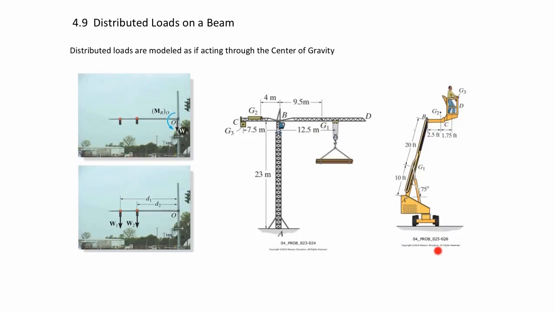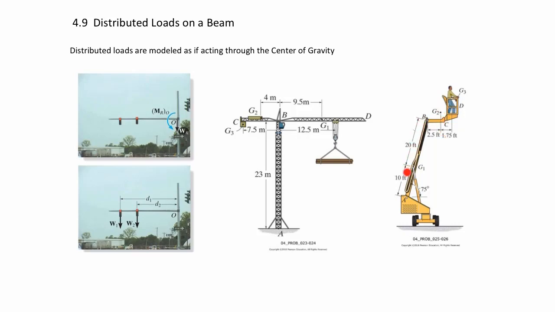Let's look at this other lift over here. Clearly the man up here has some weight. He is not a point mass, but we're going to model him as a point mass acting down through his center of gravity. We're going to say that this part here has some distributed force, but we're going to model it as a point mass coming straight down.